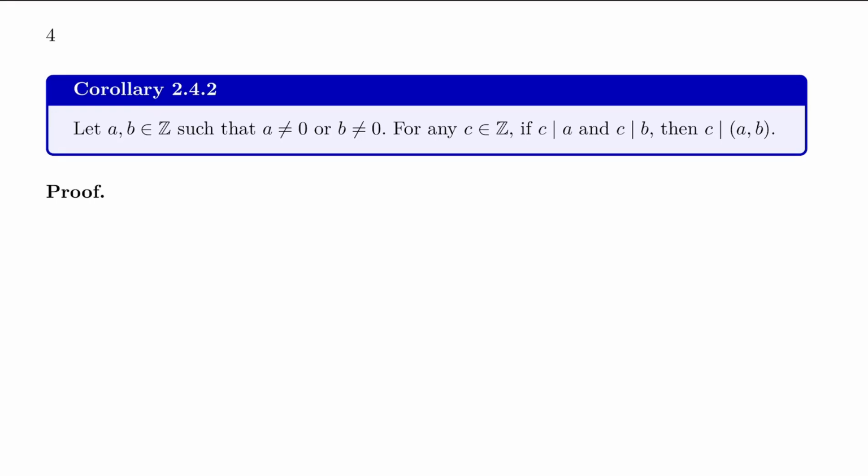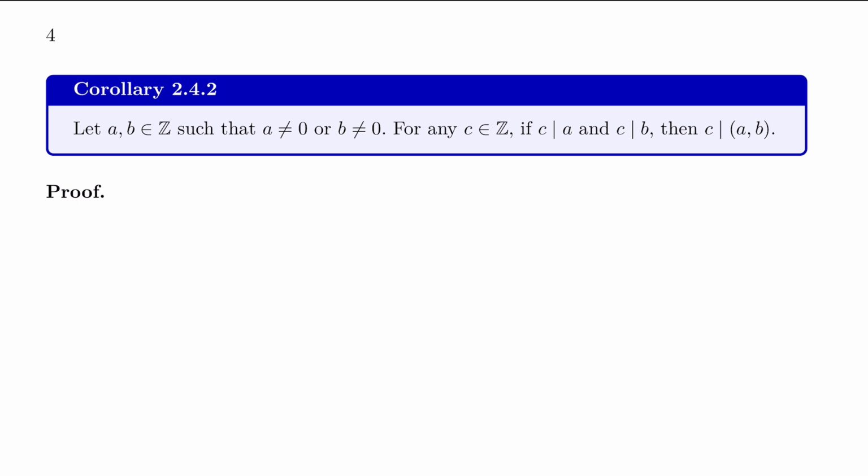Today we will take a look at Corollary 2.4.2. So we're going to prove that if a and b are integers such that a is not 0 or b is not 0, then for any integer c, if c divides a and c divides b, then c divides the greatest common divisor of a and b. So let's prove this corollary.